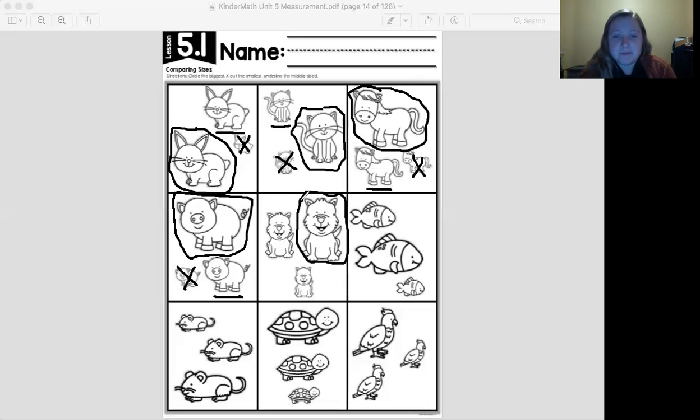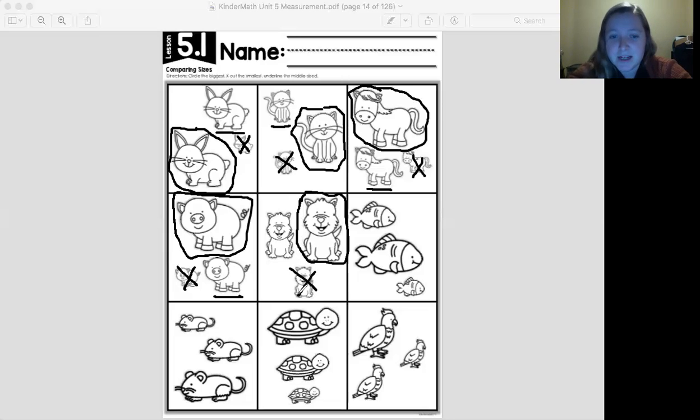Okay. Next step. Find the smallest dog, okay? Once you have found the smallest dog, you're gonna put an X on it, okay? All right, let's check. You should have put an X on this dog.